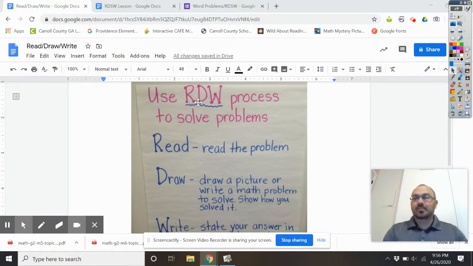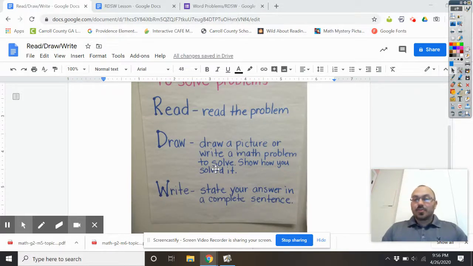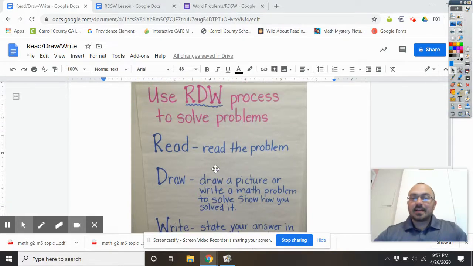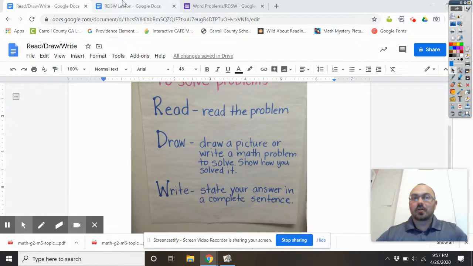And I told you that in my class, we actually put S in, and S just simply stood for solve. So it's the exact same thing. So where it says solve right here, just remember that when you're drawing, you're solving. And the last thing is write. When you get done with your problem, make sure you write and state your answer in a complete sentence. Now, another thing that I like to tell my kiddos is that when in doubt, draw it out. So anytime you have a word problem and you're stuck with it and you're thinking to yourself, wow, Mr. Underwood, I cannot solve this. Remember, when in doubt, draw it out. So RDW, that's a process that we use to solve word problems.